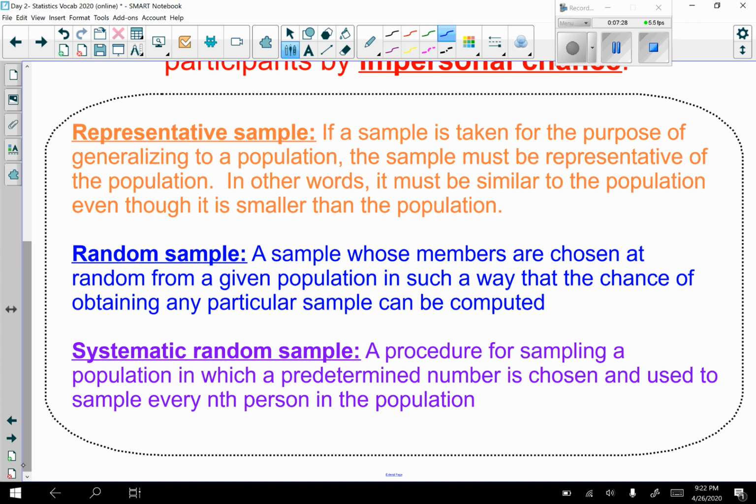So that means that everyone has the same probability of being chosen. And one method of random sampling is a systematic random sample. This is a procedure for sampling a population in which a predetermined number is chosen and used to sample every nth person in the population. So I want to choose every 5th person that walks in the door to a grocery store, or every 3rd person that walks in Central in the morning, something like that.